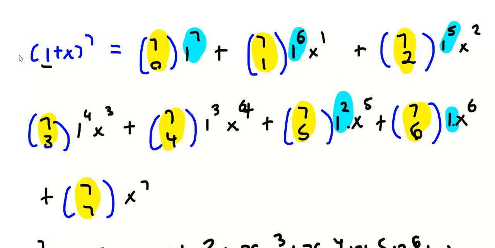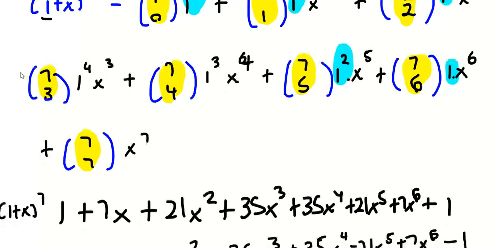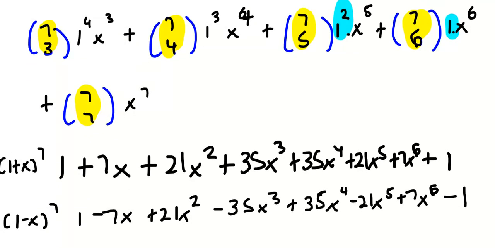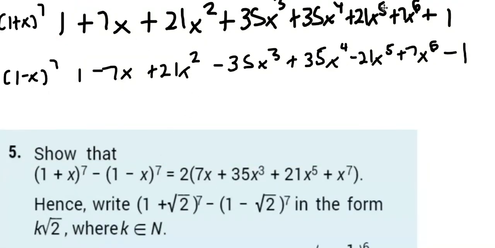All right, lads, we did 1 plus x to the power 7. And then we got the result below. Then we alternated it for 1 minus x to the power 7, where you go plus minus plus minus plus minus. And we're doing question 5 currently. Now we're going to add both these results together. Now, this is the part where you lost me. Okay, so I want to make sure you're with me this time.